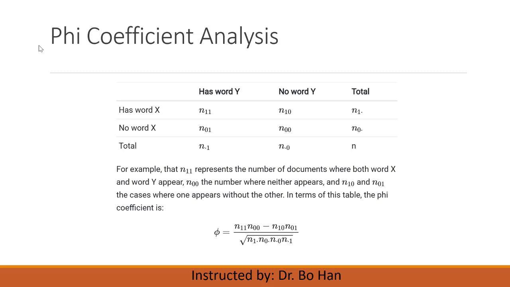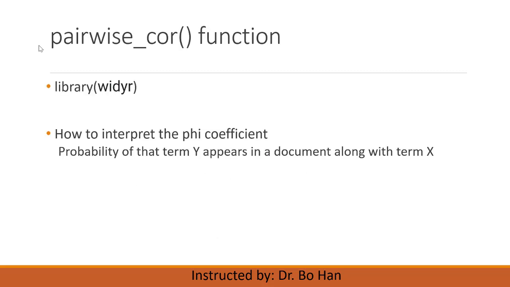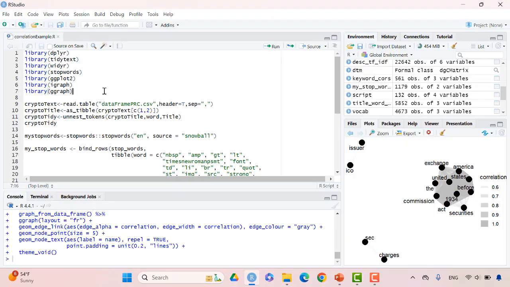Fortunately, we do not need to calculate phi coefficient by hand. We can use a function from the widyr package. The function is called pairwise_cor. Cor represents correlation. So let me show you how you perform this analysis in RStudio. I listed this code under this video. You can download it onto your RStudio and try it out at home.